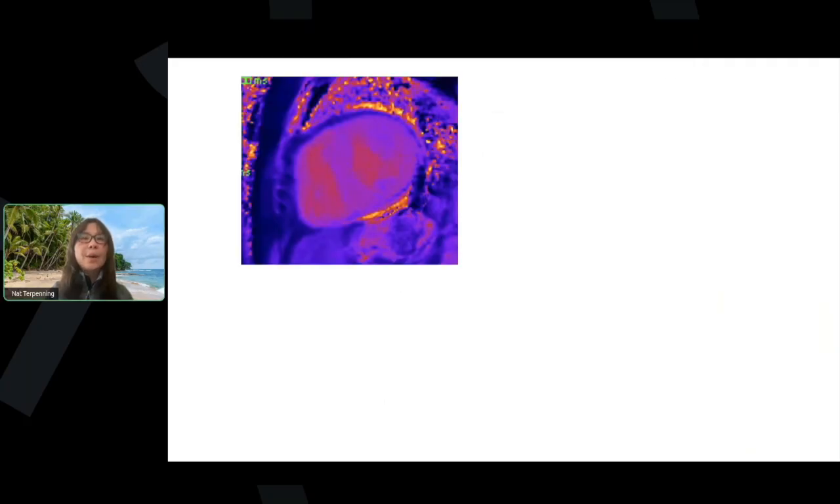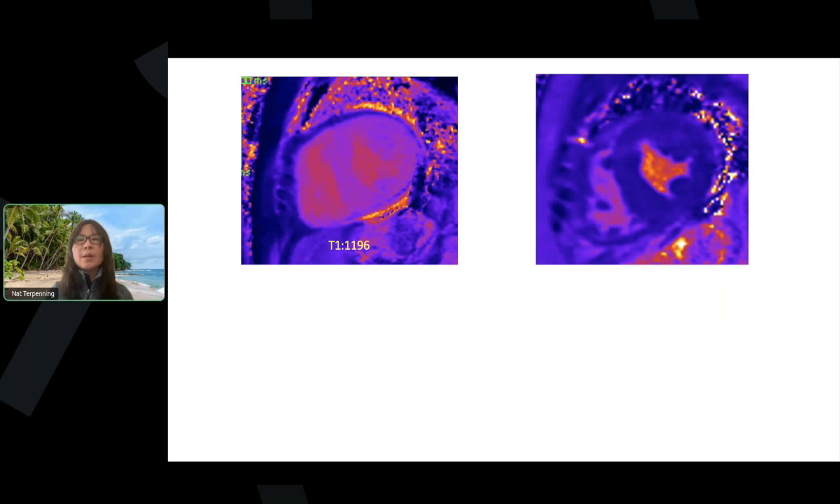Okay, we did T1 mapping. T1 turned out to be 1196 millisecond. We did T2 mapping. T2, measured from the mid-septum, is 49 millisecond. Is T1 normal? This one is not normal. It is considered high because normal T1 on a 1.5 Tesla scanner should be about 950 to 1050, around that.